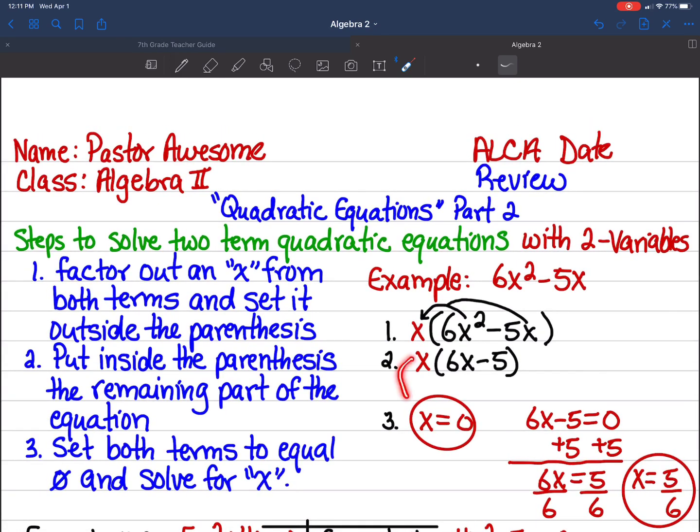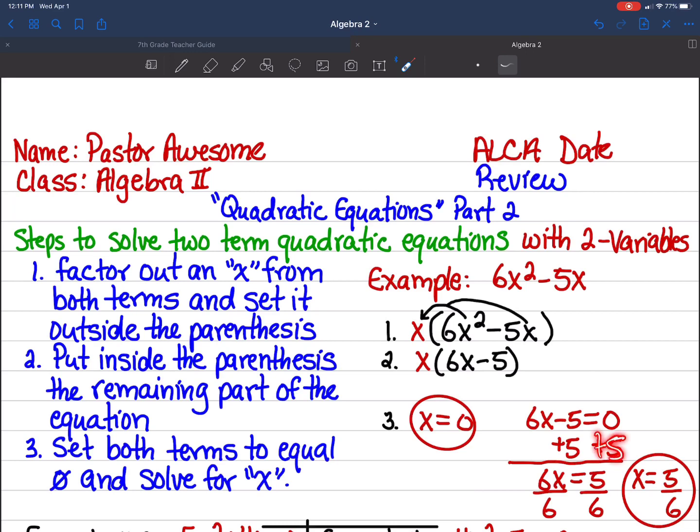We set the x to equal 0, and in two-term quadratic equations with two variables, one of the answers will always be 0. That's easy. The next one you have to worry about is the term inside the parentheses. We set that one to 0 and solve for x, meaning we want to isolate the variable. So we're going to add 5x here so that these two can cancel out.